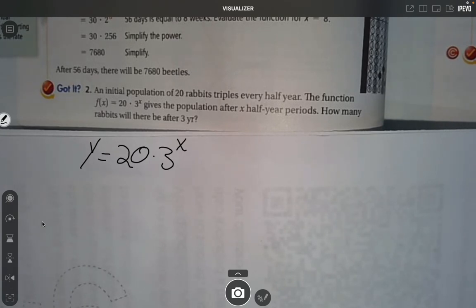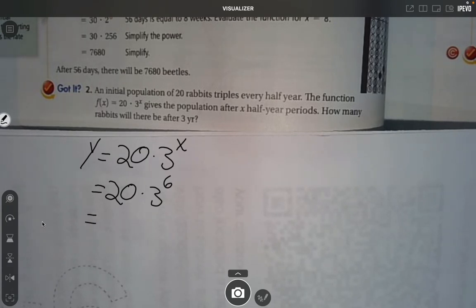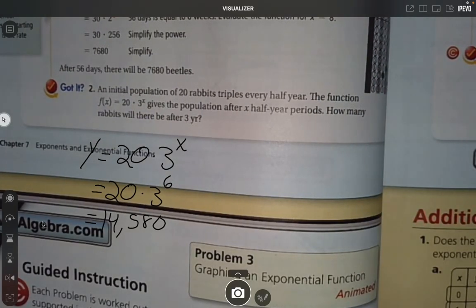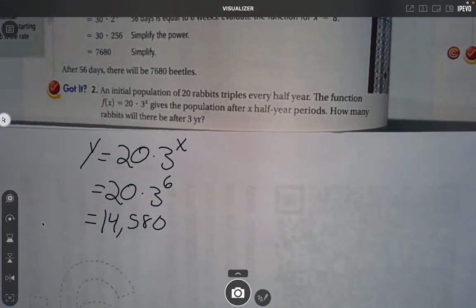I'm not plugging in 3. In 3 years, how many times has it been half a year? 6. So that's all you have to do in your calculator: 20 times 3 to the 6. So if you started with 20 rabbits, in 3 years, good Lord, 14,580 rabbits. I've got to make sure that's right, but I think it is. Yep, you are right. It just seemed like a lot.